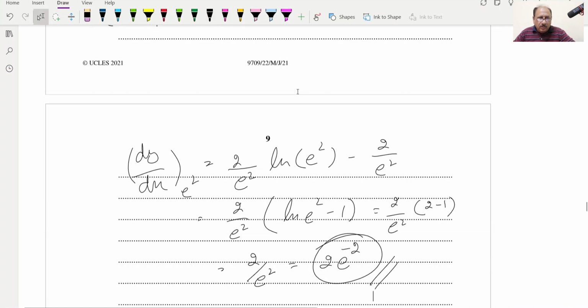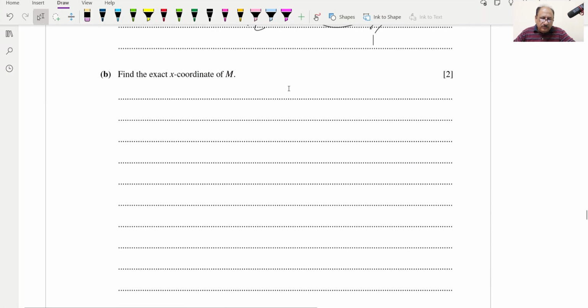Hopefully you understood this. Now see, the b part is also there. So b part: find the exact value of the coordinates of M. We know M is the minimum point.